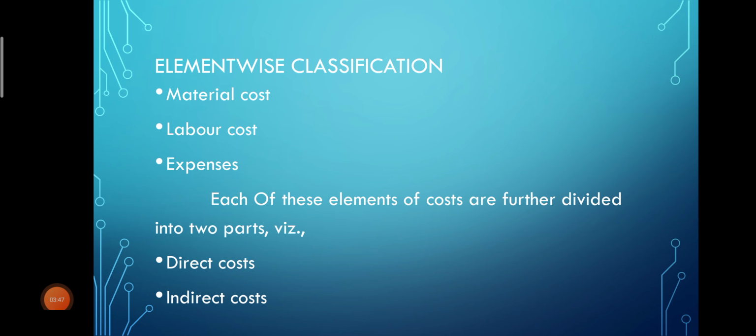It is the material which can be very easily identified in the final product. An example of direct material cost is leather in the shoes. Okay, so that leather expense is a direct material cost because it can be easily seen in the final product. Similarly, cloth in the dress, timber in furniture. These all are direct material cost.